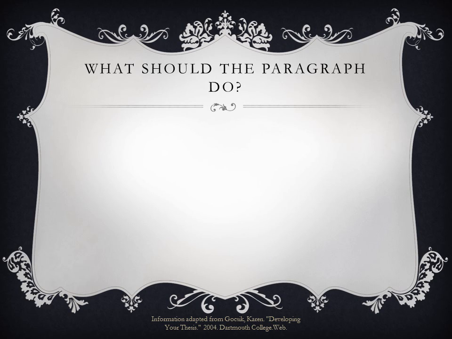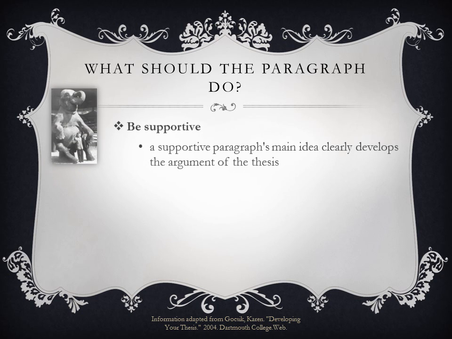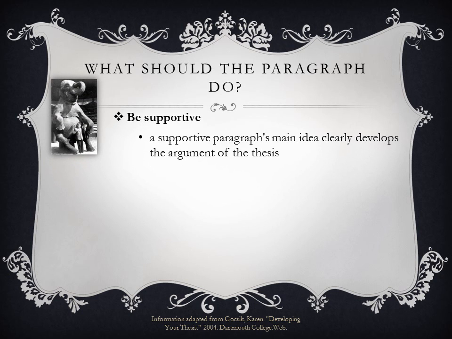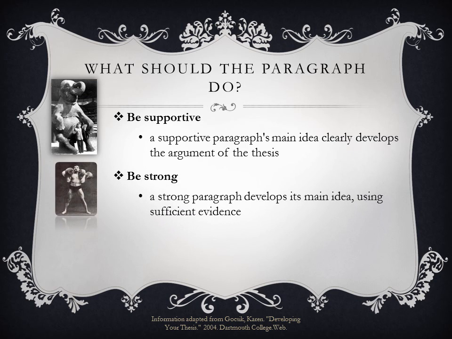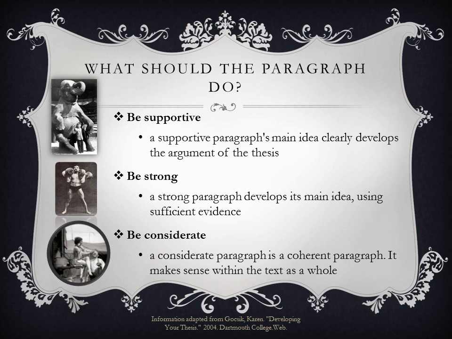So, what should the paragraph do? Your paragraph needs to be supportive. A supportive paragraph's main idea clearly develops the argument of the thesis. It also needs to be strong. A strong paragraph develops the main idea using sufficient evidence. And it needs to be considerate. A considerate paragraph is a coherent paragraph. It makes sense within the text as a whole.